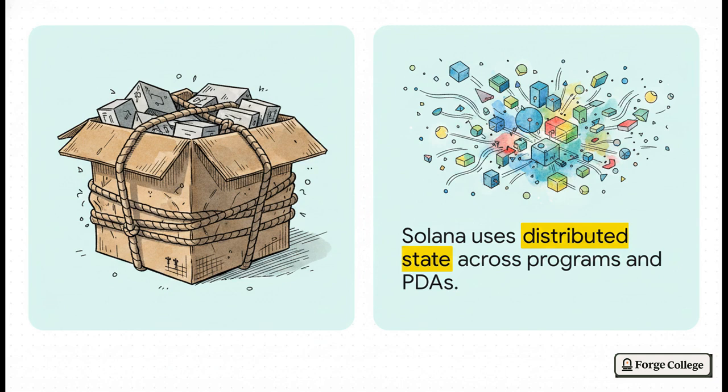Solana takes that state and spreads it around like confetti across different independent accounts. You've got your programs holding just the logic, separate mint accounts tracking the overall supply, and specific user accounts holding the actual balances. It's highly modular, it's distributed, and honestly, that's exactly why it's lightning fast.